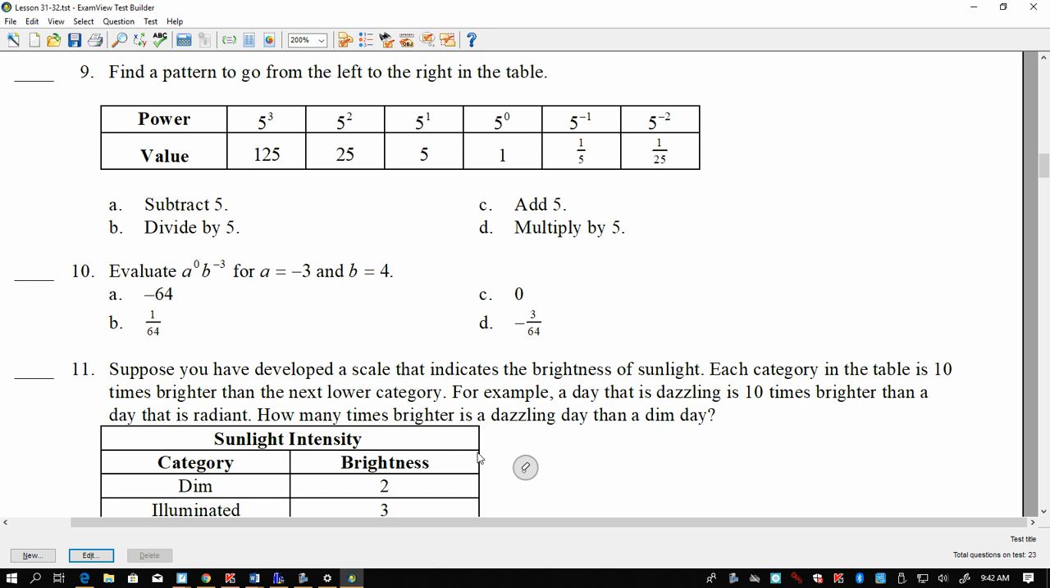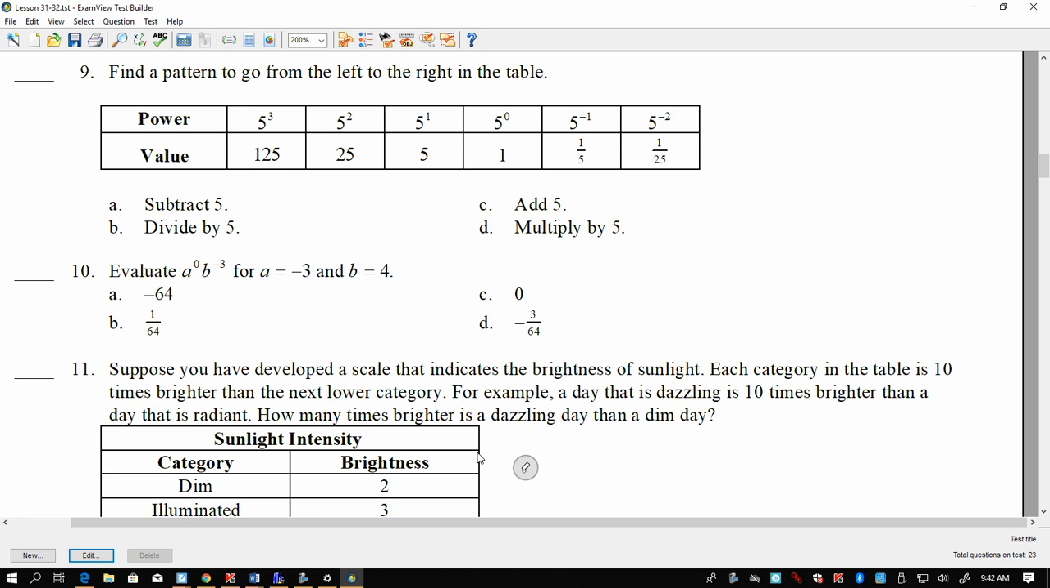Let's look at the pattern here as we go. All right, 5 cubed is 125, 5 squared is 25, 5 to the first is 5, 5 to the 0 is 1, 5 to the negative first is 1/5, 5 to the negative second is 1 over 25. Can anybody see a pattern going from left to right? What are we doing there? Dividing by 5? Go ahead and check. What is 25 times 5? Is that 125? Okay, 25 divided by 5 is 5. 5 divided by 5 is 1. 1 divided by 5 is 1/5. And 1/5 divided by 5 is 1/25. So do we all understand that the pattern is that we divide by 5 as we move from left to right? Great.